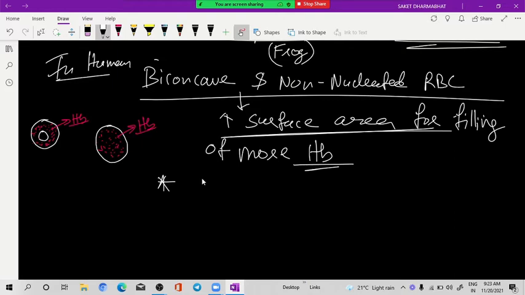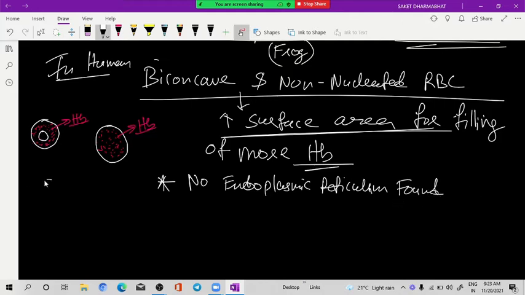Next, see, there is no endoplasmic reticulum found in the human RBC. So what was the use of endoplasmic reticulum? Endoplasmic reticulum forms the cytoskeleton. Cyto means cell, skeleton means what? Which provides shape and support to the cell. So in this, no endoplasmic reticulum is found.